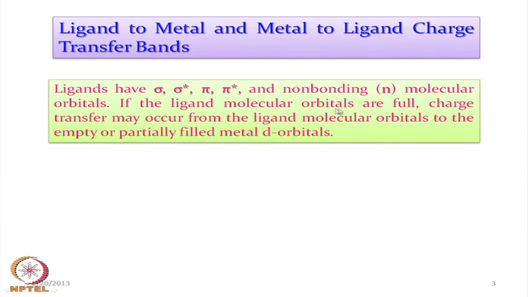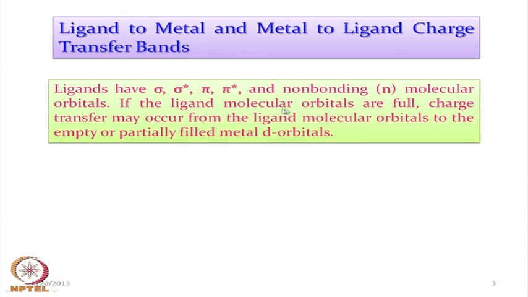If the ligand molecular orbitals are all full, that means we consider the sigma, pi and n, such as what we have seen just now in the case of the azide anion. Azide is also a very useful and very good ligand which can bind in a monodentate fashion to the metal ion. It can bridge 2 metal centers, it can bridge 3 metal centers, or sometimes it can bridge 4 metal ions.